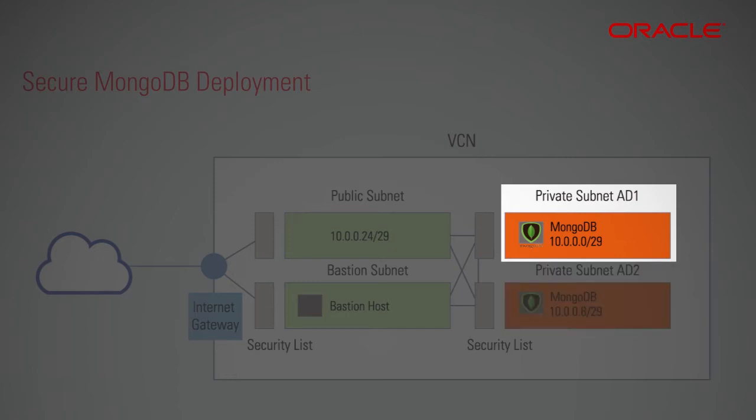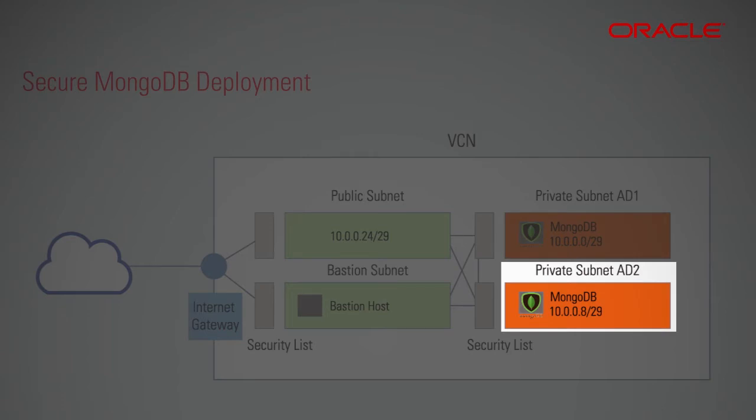Private subnet in AD1 equals 10.0.0.0/29. For example, private subnet in AD2 equals 10.0.0.8/29. MongoDB is listening on the default port of 27017.